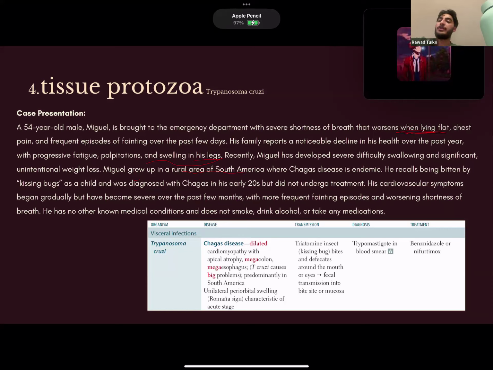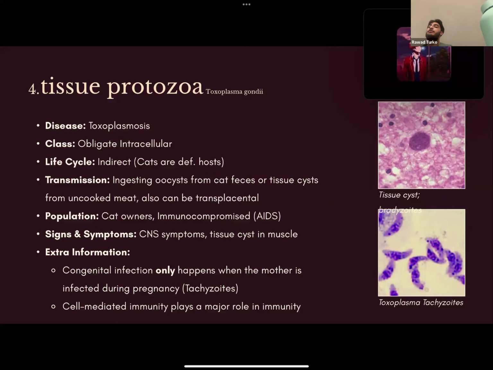Okay, so what can you see? You can see dilated cardiomyopathy, megacolon, megaesophagus, unilateral periorbital swelling, which is Romaña sign. And then again, you diagnose it through the trypomastigotes in the blood smear. Okay, perfect. Let's move on.